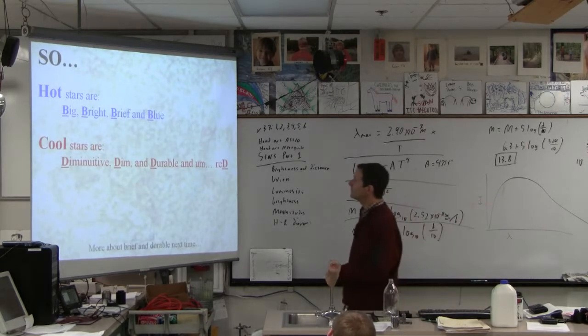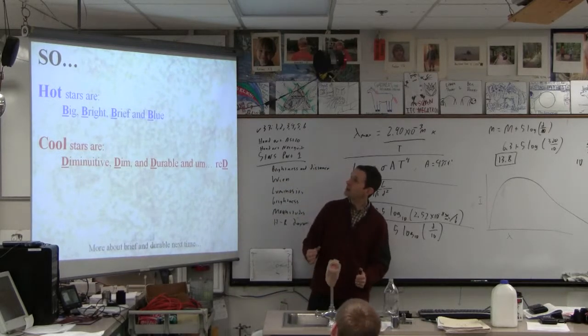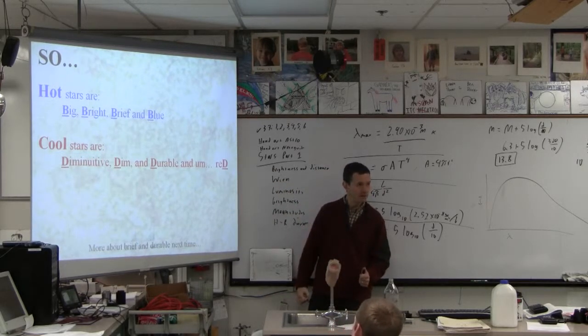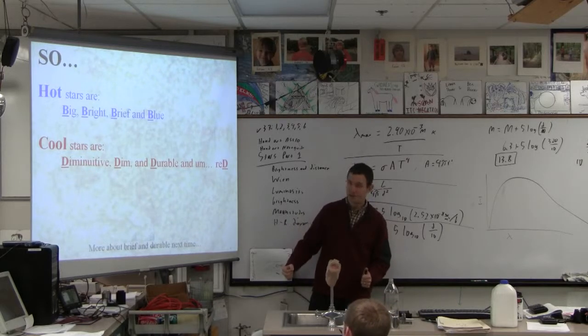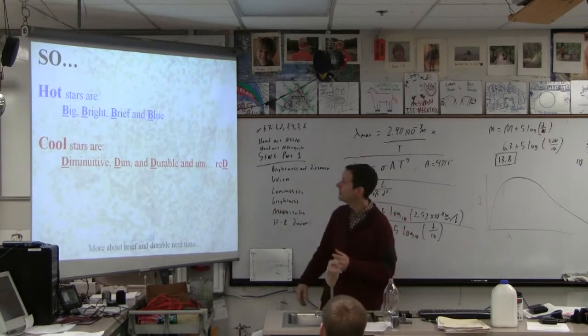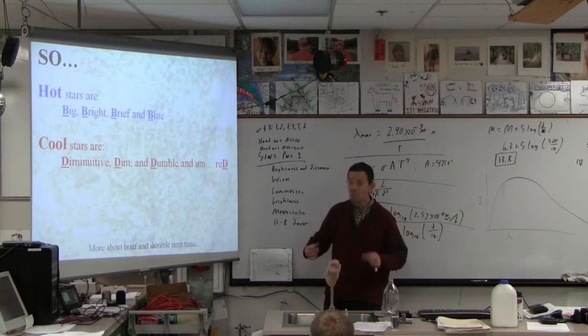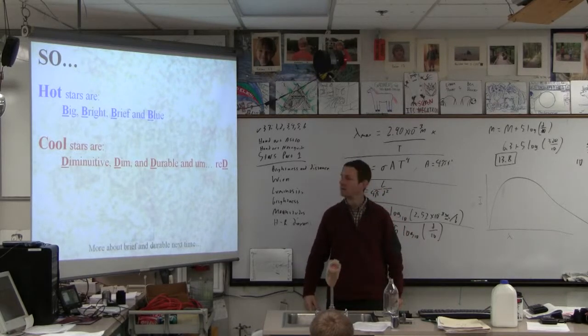So I have made up this great way to remember things, right? Hot stars are big, they are bright, they are brief, they don't live very long. The biggest stars with the most fuel burn it so fast, right? And they are blue. Cool stars are diminutive, which means small, dim, which means not bright, durable, which means they last a long time.